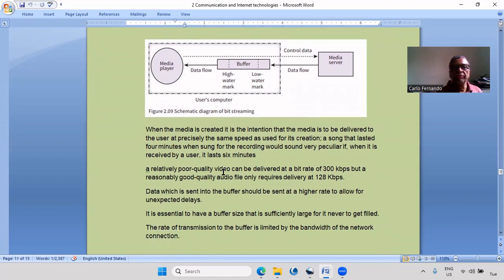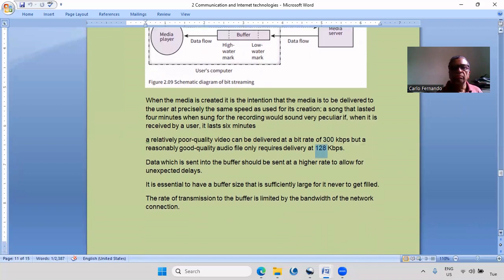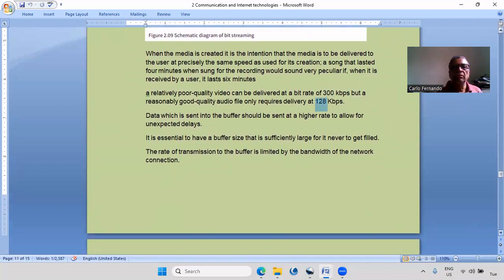A relatively poor quality video can be delivered at a bit rate of 300 kbps, that is kilobits per second. But a reasonably good quality audio file only requires delivery at 128 kbps. The video needs more bandwidth. Even a poor quality one needs this much, but even a good quality audio, this is enough. Which means, in other words, video is heavier than audio.